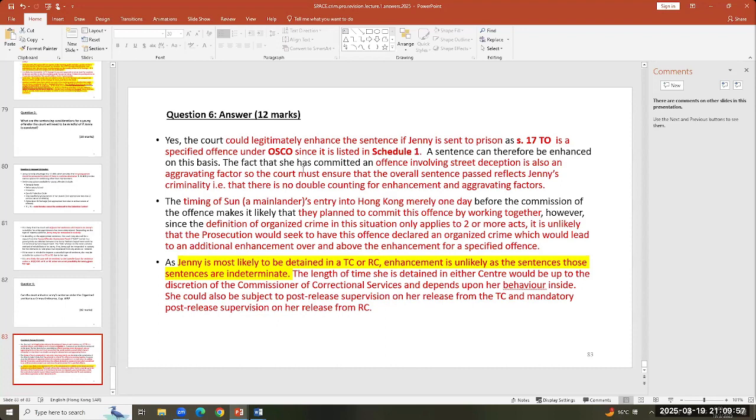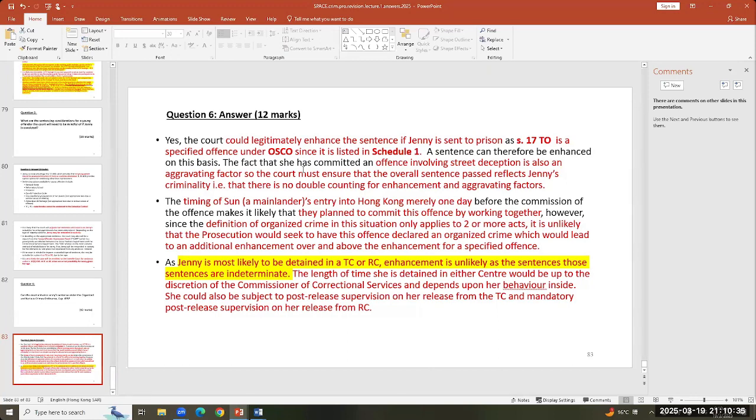But we said also the street deception is an aggravating factor. So what the court needs to be careful of here is that it doesn't doubly count the same fact. In other words, if the court enhances sentence, adopts a higher starting point under OSCO because it's a specified offense, then they shouldn't also treat it as an aggravating factor to adopt a higher starting point, because that would be double counting for the same point, okay?